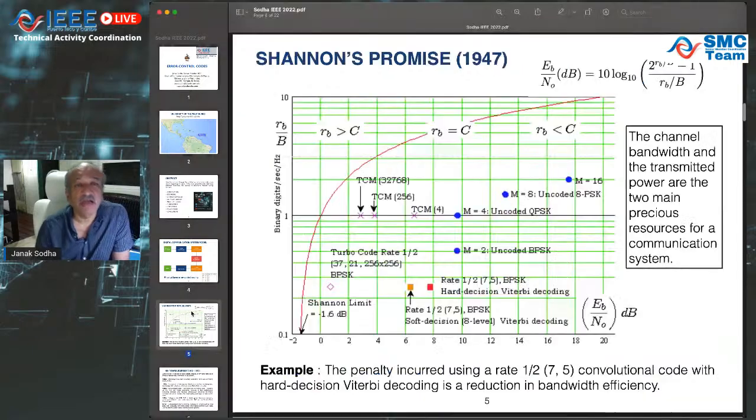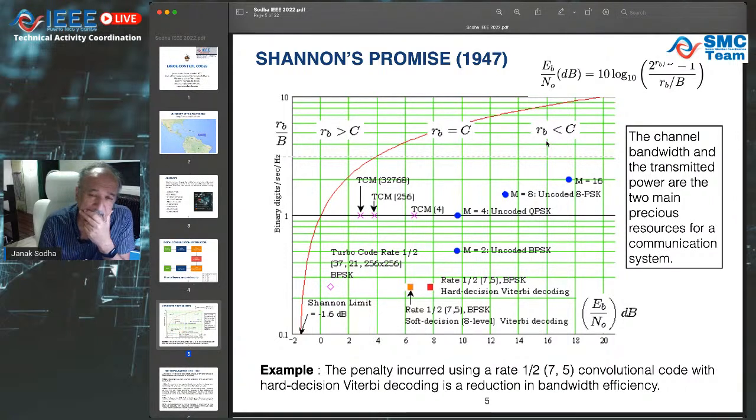So let's begin with Shannon's promise. 1947. The red curve is Shannon's promise. And what it's basically saying is that if the number of binary digits per second that you wish to send is greater than the channel capacity in bits per second, error-free communication is not possible. On the other hand, if R_b is less than C, error control coding is possible, and you can bring down the probability of an error in a binary digit to be essentially as small as you want it to be.